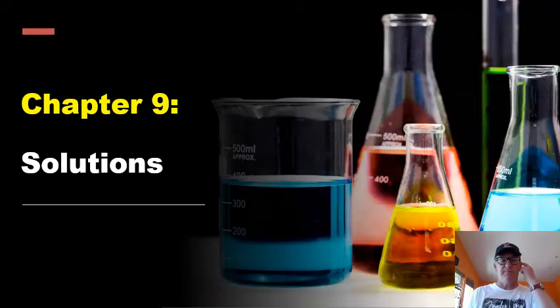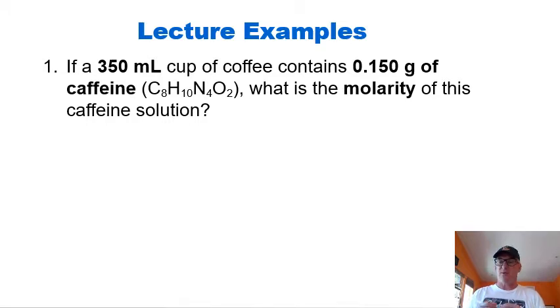Okay, let's look at part two. We'll start out with an example of trying to figure out the molarity of a particular substance in coffee. We know the substance in coffee we're most interested in is caffeine. A 350 milliliter cup of coffee has about 150 milligrams of caffeine. Of course, it depends on the particular coffee you're drinking.